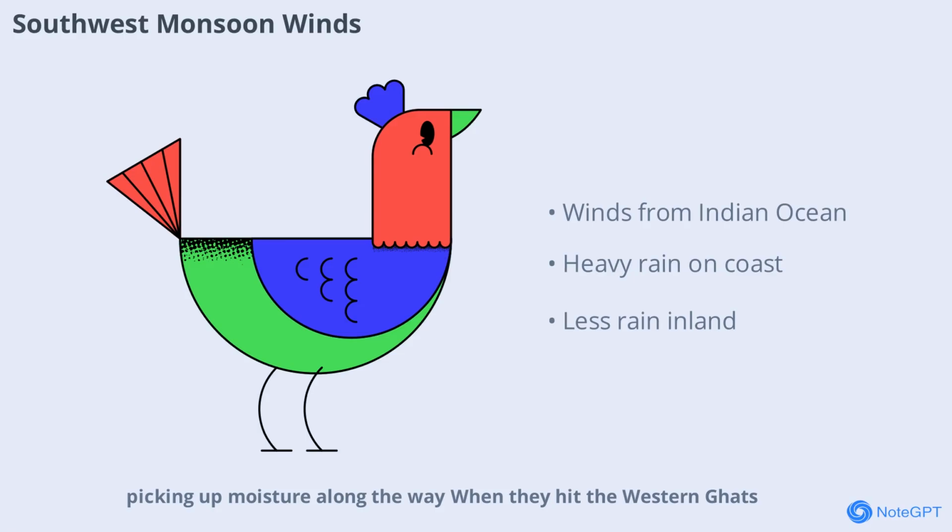When they hit the Western Ghats, they rise and cool, causing heavy rainfall on the windward side. As the winds move further inland, they lose moisture, resulting in less rain in central and northern regions. The southwest monsoon is the lifeline of Indian agriculture.